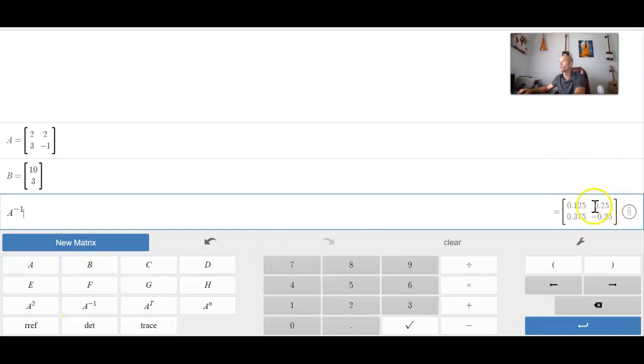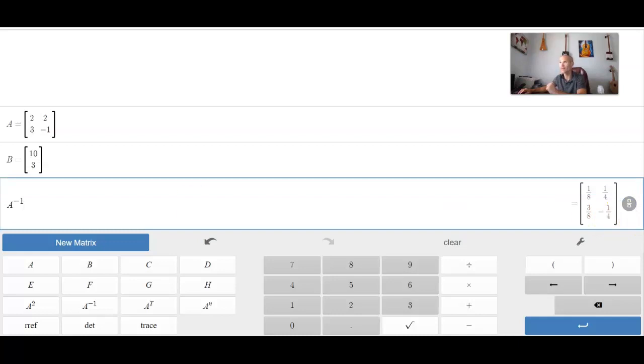You can see that it computes A inverse over here. It shows you what's inside of that matrix. And you can see that that is clearly not 1 over 2, 1 over 2, 1 over 3, 1 over negative 1. The way it's computed is a little bit more complex, but the purpose of this video is not to get into the mathematics of how this works and why it works.